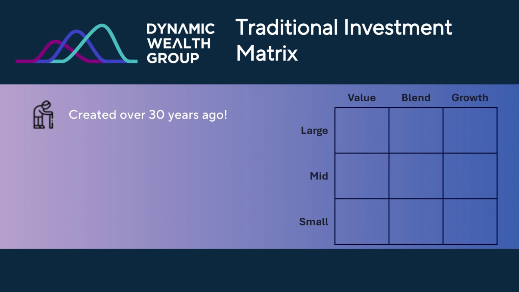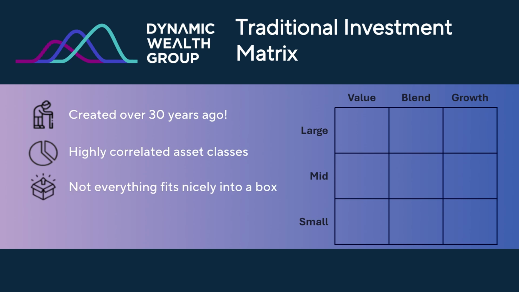The traditional approach focuses on asset classes, which, as we discussed, can be highly correlated over time. Also, just like in life, not everything fits nicely into a little box. Where would a flexible strategy fit, or a buffered investment, or an arbitrage strategy? If you aren't completely familiar with these, that's okay. That's why we are here to help.